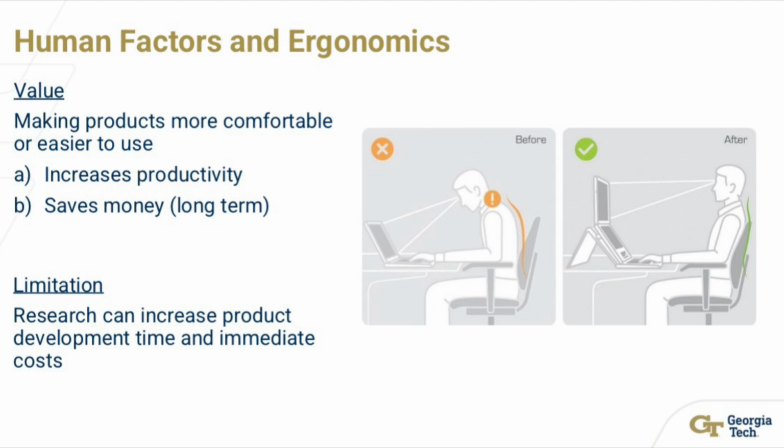In the picture on the right, you have a user using their laptop without a laptop stand, which is putting a lot of stress on their spine because they're crouched over. And after incorporating a laptop stand, their eye is level with the screen, putting less stress on their back. So this is just an example of what considering human factors would look like during product design or setting up an environment for employees. A limitation of keeping these things in mind is that the research needed for it can increase product development time and immediate costs.